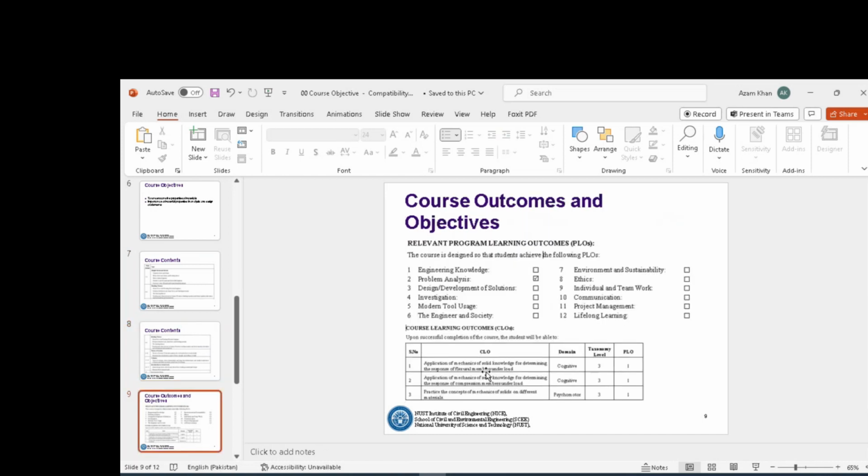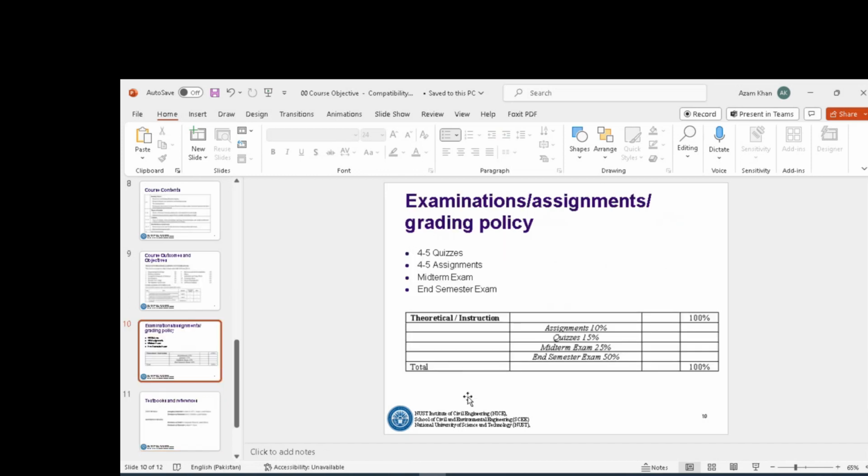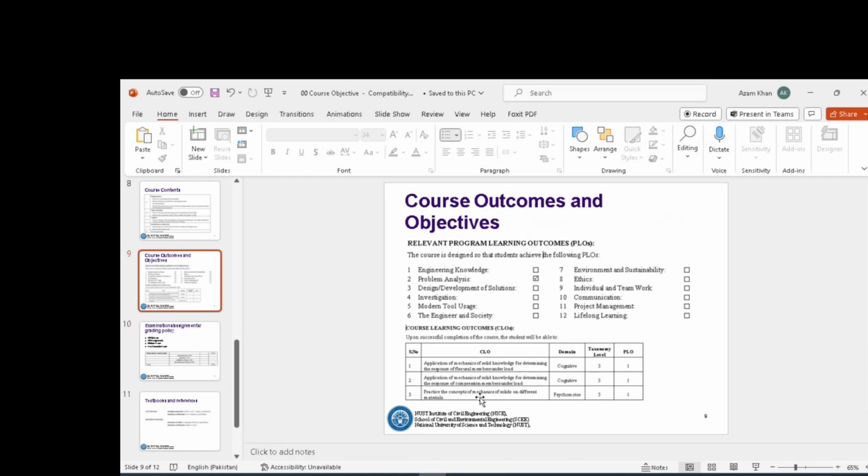Okay, course outcomes and objectives. So as I told you, there are two main objectives of this course, which is A, learning stresses and strains, the internal forces and deformation. The second one is bending moment and shear force diagrams. So you must develop engineering knowledge of these two requirements. So you will have to perform some experiments, and those experiments will actually enhance your engineering knowledge.